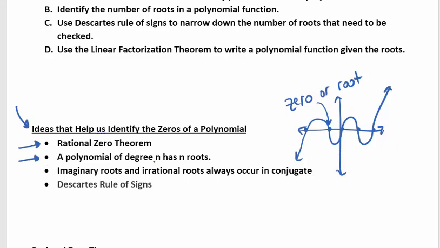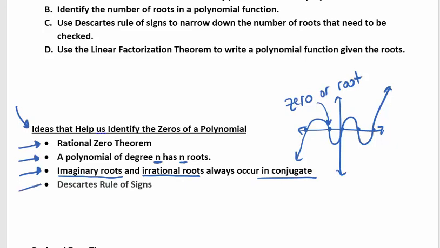So if we have an nth degree polynomial, meaning our highest power term is to the nth degree, then we get exactly n roots. So that helps us know how many roots we're trying to find. Another idea is that if we have imaginary roots, meaning we have an imaginary number in the root, or an irrational root, and an irrational number is a number that cannot be represented as a fraction, a non-terminating, non-repeating decimal number, a good example being pi, then they're always going to appear in a conjugate pair.